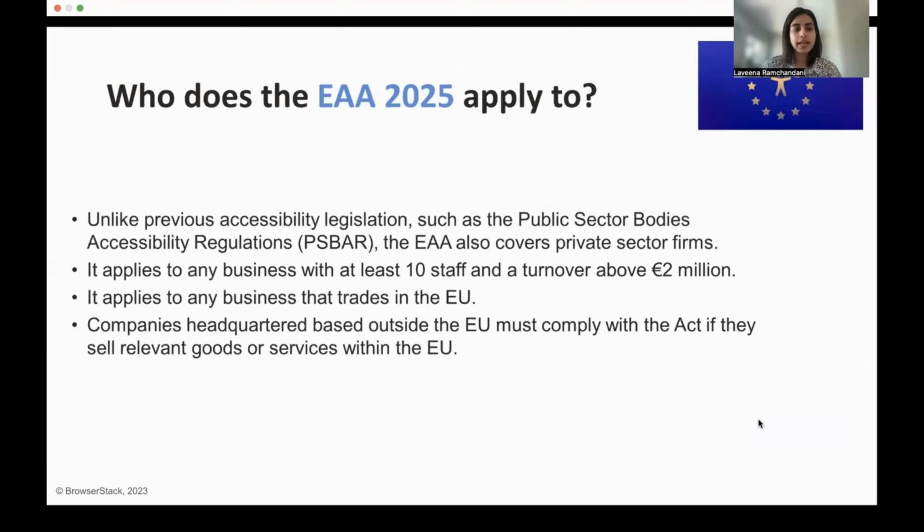And companies headquartered outside the EU must comply with the Act if they sell relevant goods or services within the EU. So we know, as we work in the tech world, we are definitely providing solutions and products in the EU. So you may be based, for example, in India, but you may be working for a European company. So how can we make this part of our strategy? And one thing I also want to let you all know, we should never wait for any legislation to be able to act upon things.